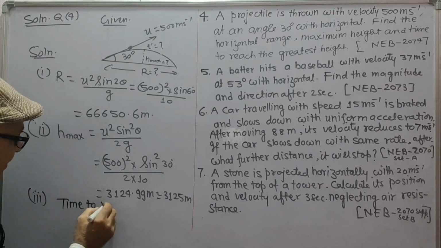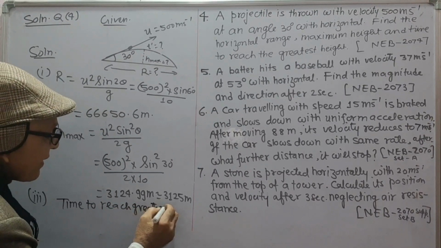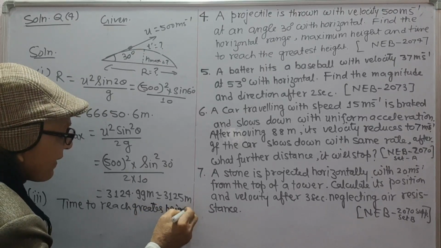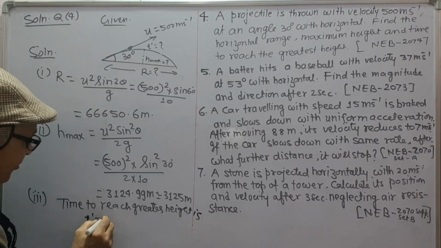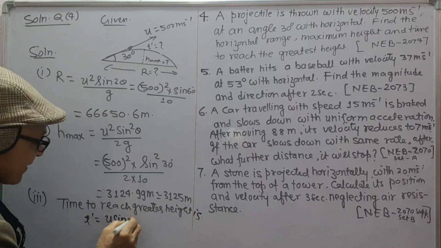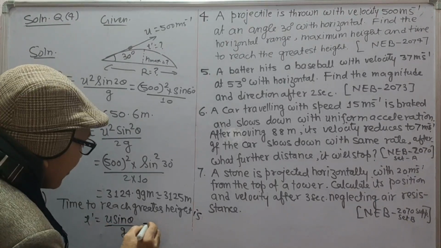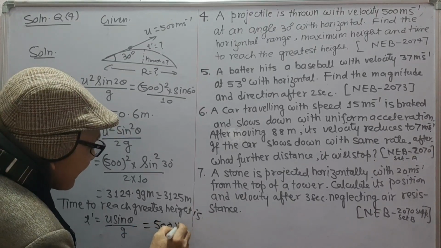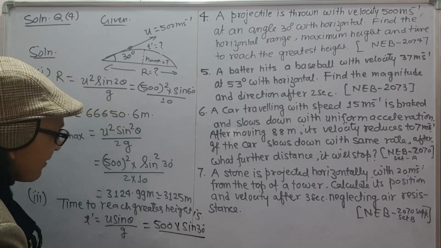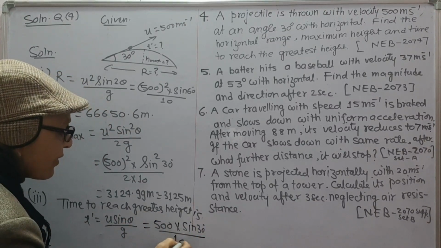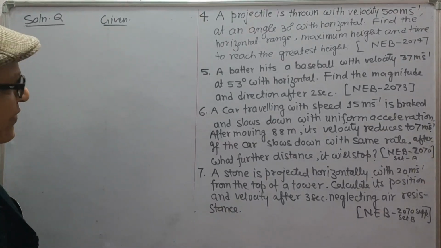Next, third part, time to reach the greatest height is given by t dash is equal to u sin theta upon g. U is 500, sin theta is sin 30, which is 1 by 2, so 500 into sin 30 upon 10 gives 25 seconds.